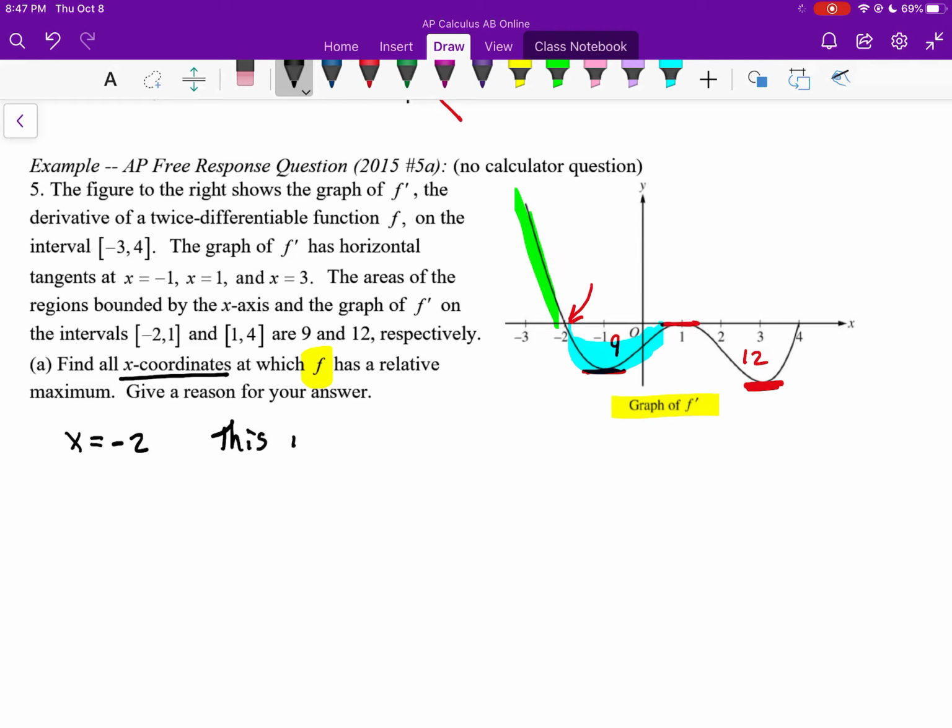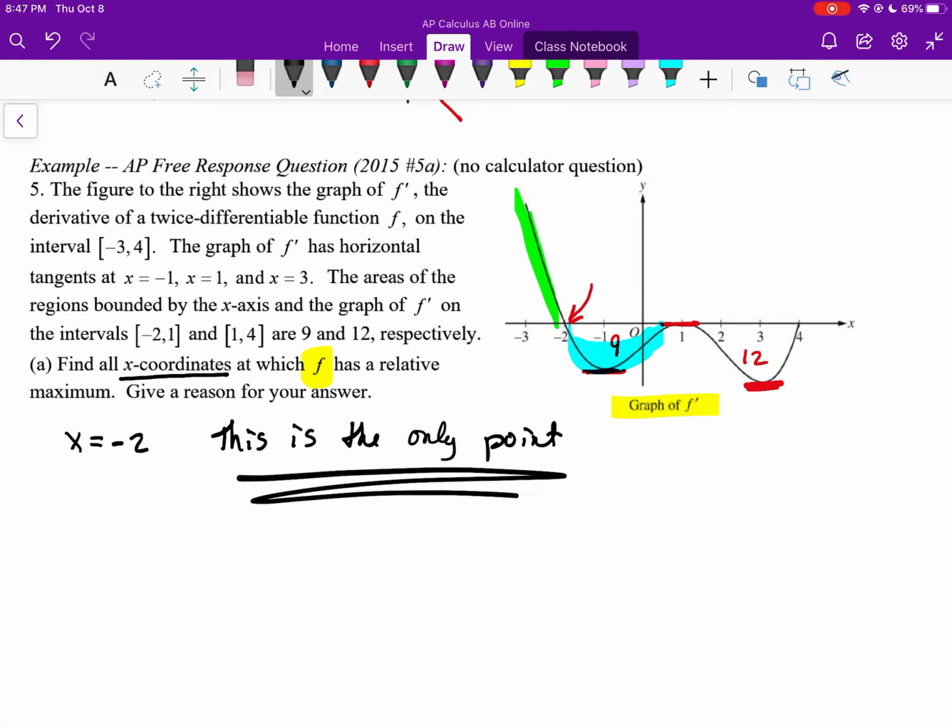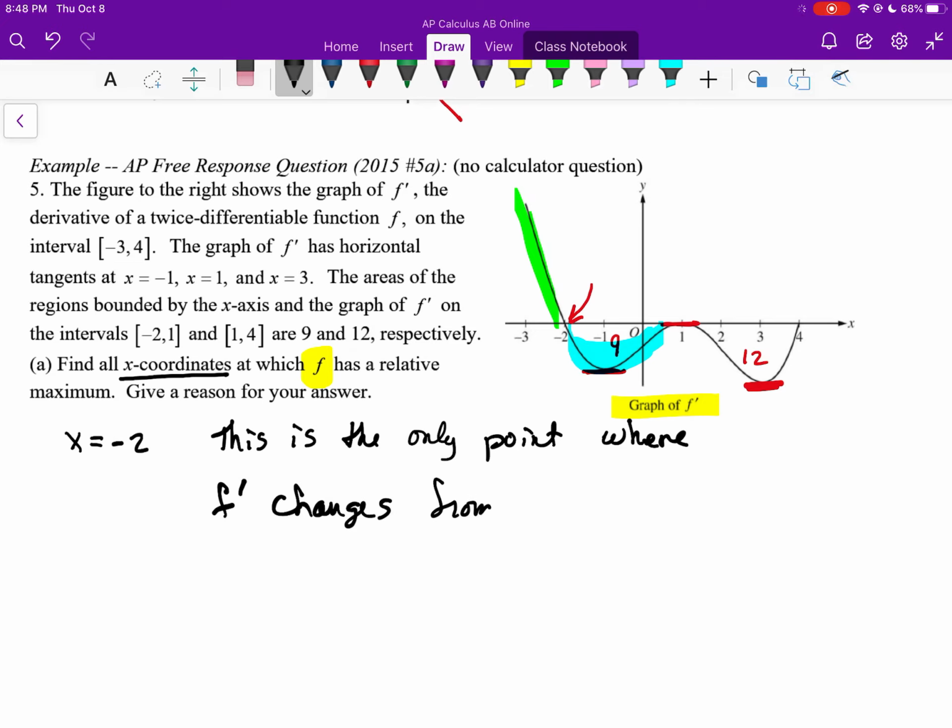This is the only point. And the reason why I'm doing that, this is the only point, I want to indicate to the grader that I looked everywhere. I did truly analyze the entire graph. I just didn't stop and give up after I found one value. But this is the only point where f prime changes from positive to negative.